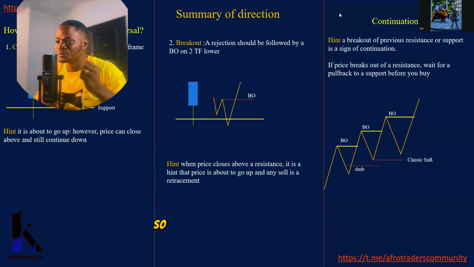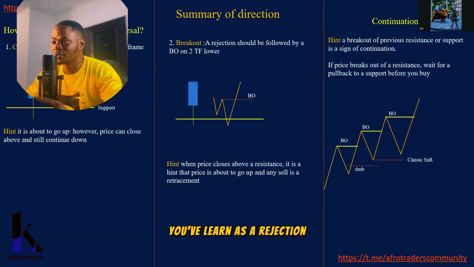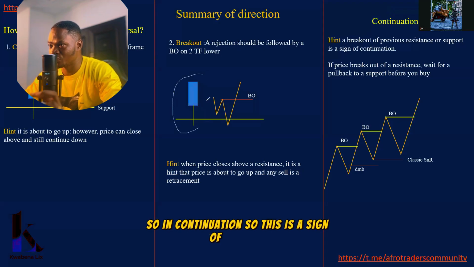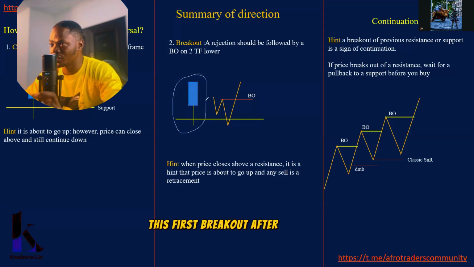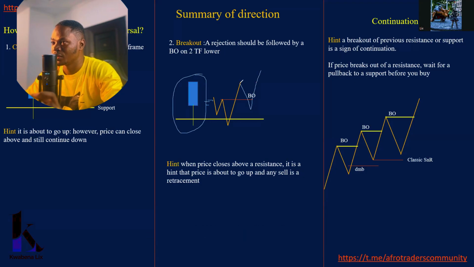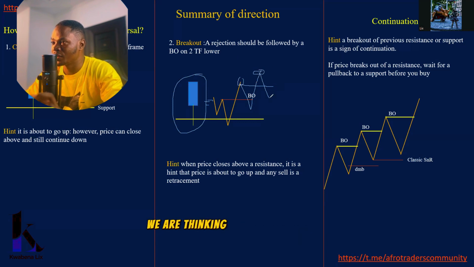So then what is breakout? We learned breakout. We've learned rejection. Now we've looked at a rejection, and we said that rejection should be followed by a breakout. So once there's a breakout, in continuation, this first breakout after the rejection is a sign of reversal, and when price is going up, every time there's going to be a breakout. When it breaks out, it will pull back. Breakout is a sign of continuation. Anytime there's a breakout, we are thinking continuation.